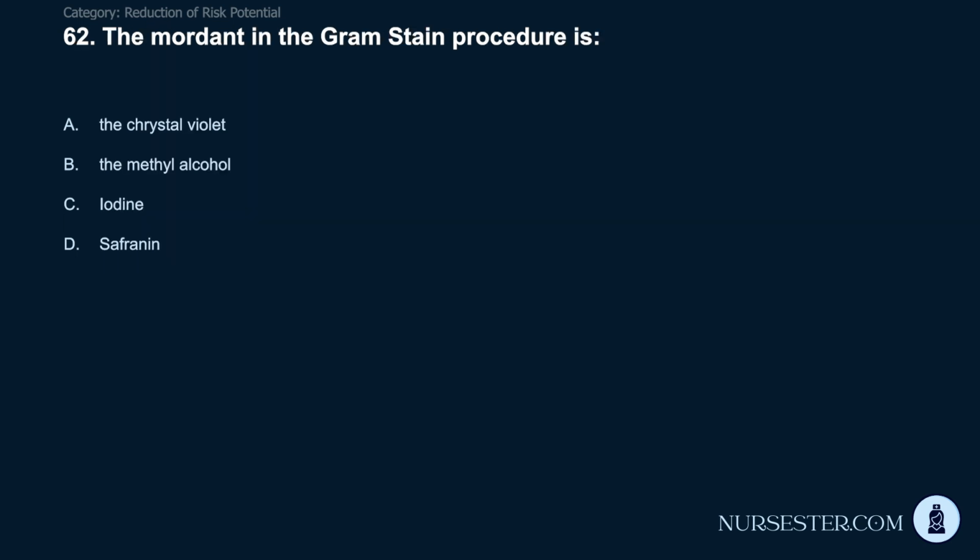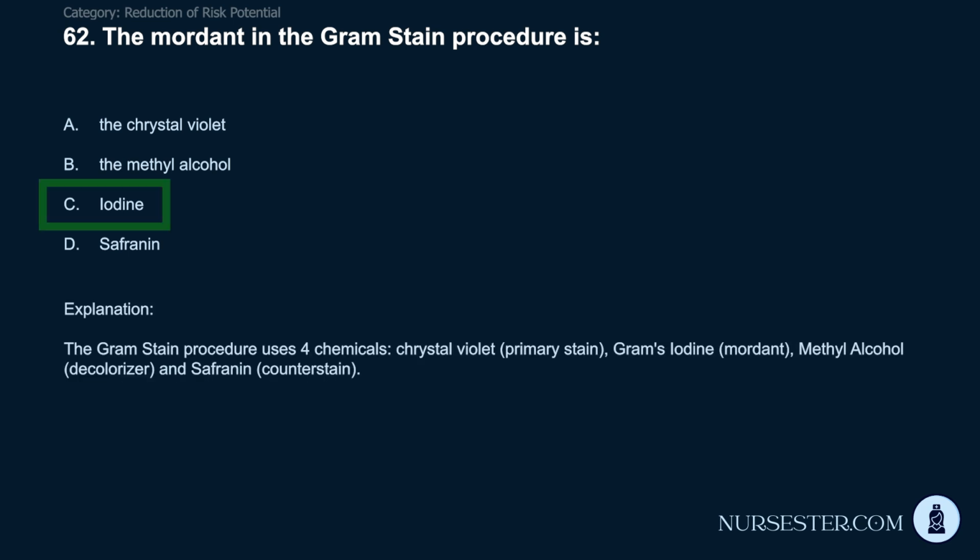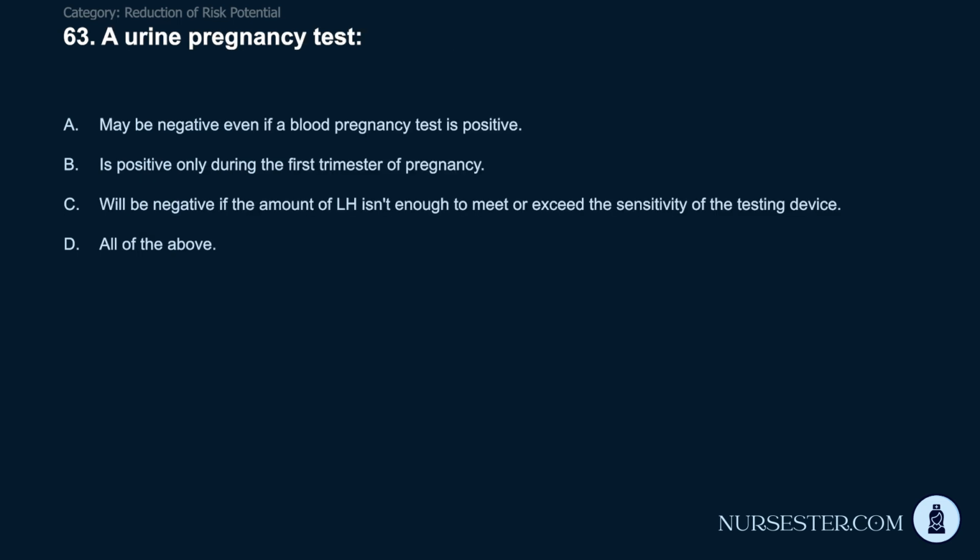62. The mordant in the Gram stain procedure is A. The crystal violet. B. The methyl alcohol. C. Iodine. D. Safranin. Correct answer: C. Iodine. The Gram stain procedure uses 4 chemicals: crystal violet, primary stain; Gram's iodine, mordant; methyl alcohol, decolorizer; and safranin, counterstain.